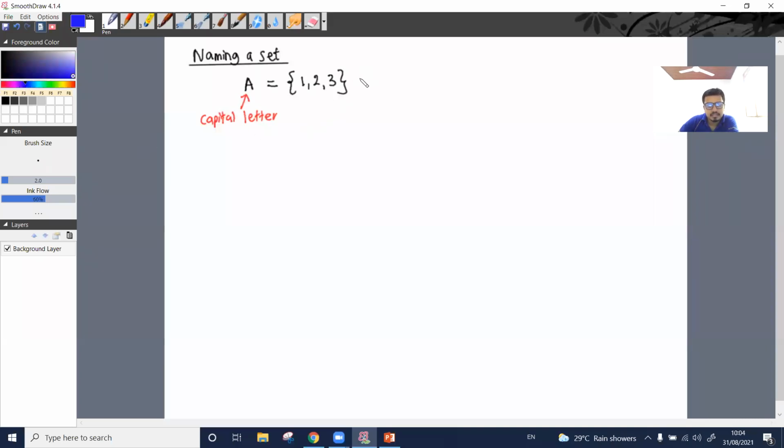And can I write the same as this, 3, 2, 1? Can I say the same set as set A? Right here, the elements I have written, 1, 2, and 3, this set is what we named as set A. So set A equals 1, 2, and 3. Can I say this particular set, with the elements 3, 2, and 1, is the same set as set A?